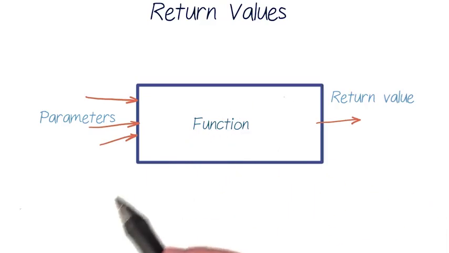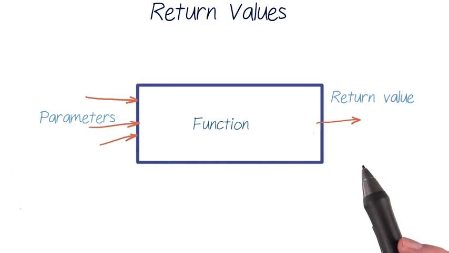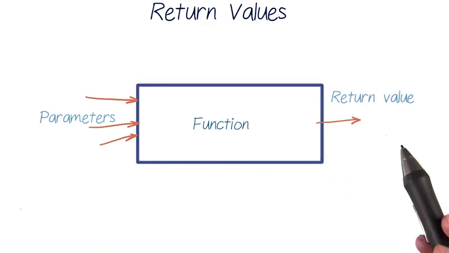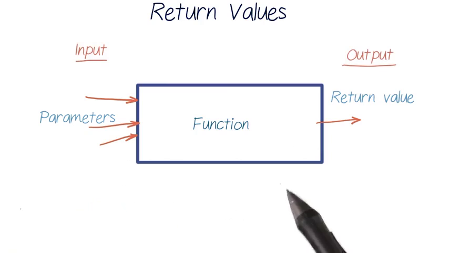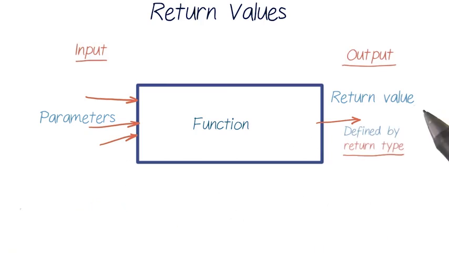Not only can functions take in data as parameters, they can also return data to you. This data is called the return value of a function. So our parameters can act as input to functions, and a return value is its output. And a return value is defined by the return type we've seen in our function definitions.